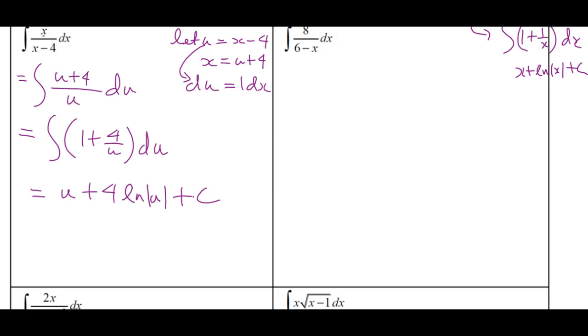And now we substitute back in u. What's u? u is x minus 4. So x minus 4 plus 4 times the ln of the absolute value of x minus 4 plus c. And then I could write one more line, and you're going to wonder why I'm doing that.